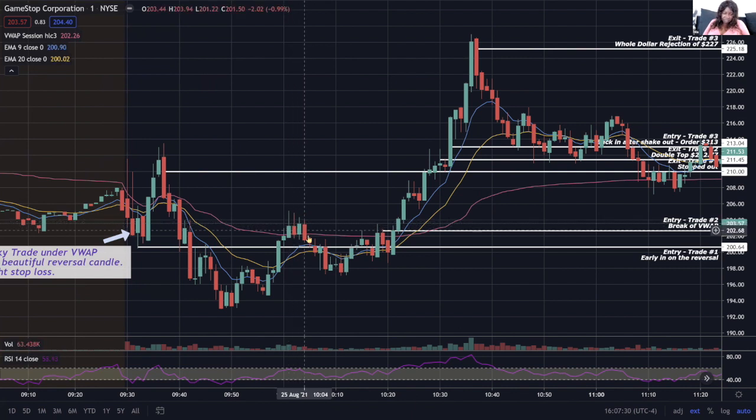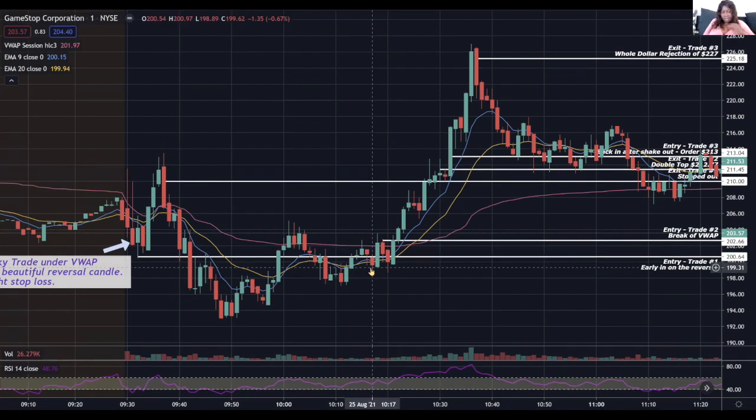So sure enough, it popped back under VWAP. This is about the time that I alerted the room I was going to leave, unless I got an alert on GME. And that's exactly what happened. I had an alert set about right here because I was looking for it to reclaim VWAP, which would have been about 200. Okay, about right here. So anything over 200, I was definitely getting interested.